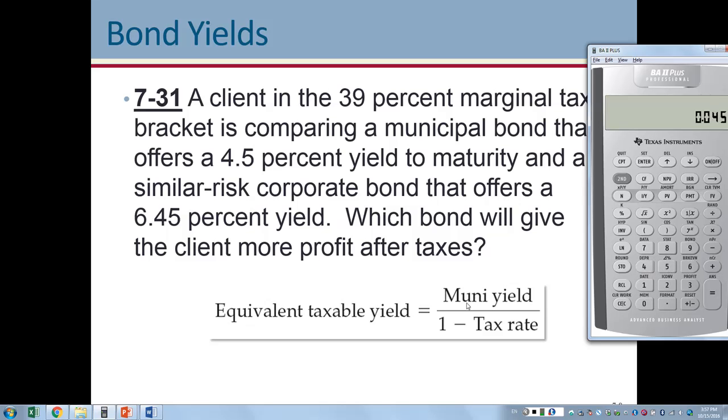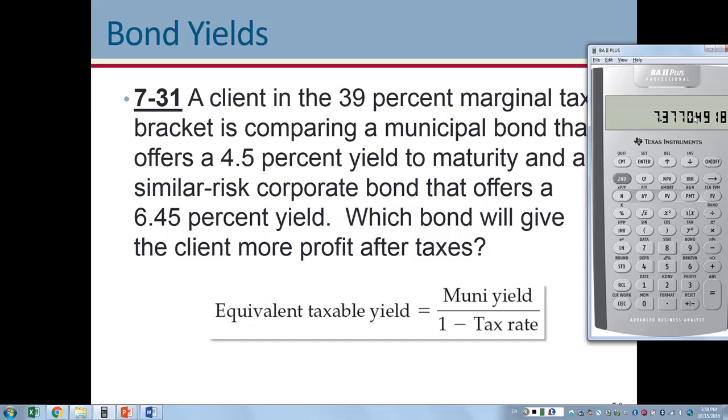So the thing we're going to do, we're going to divide 0.045, right? The municipal yield. Municipal is the numerator. It is not the corporate yield. It is the municipal yield. We divide this by 1 minus 0.39. It's 0.61. Let's multiply by 100. 7.38%. We compare that against 6.45. 7.38 is better than 6.45.